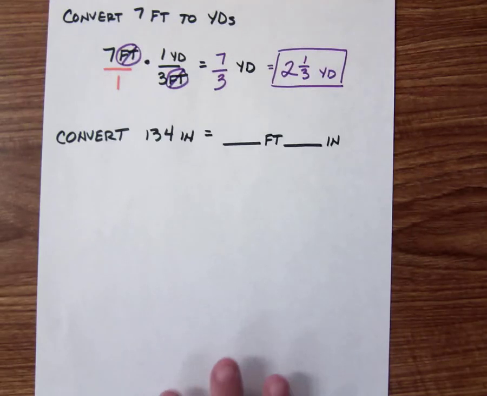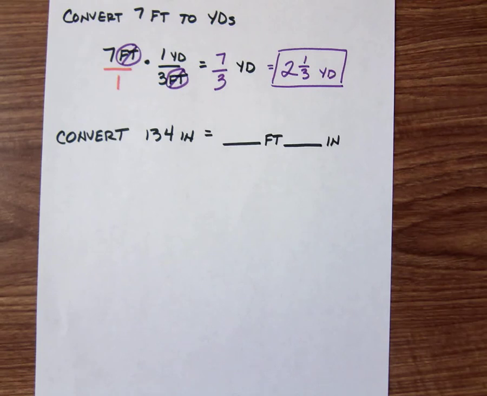So we're going to do a conversion of multiple units here. I want to convert 134 inches into feet and inches. Here's why I know it's going to be feet and inches: 134 is not a whole number of feet. For it to be a whole number of feet, it has to be a multiple of 12. For example, 2 feet is 24 inches, which is a multiple of 12. 3 feet is 36 inches, a multiple of 12. 134 is not a multiple of 12.